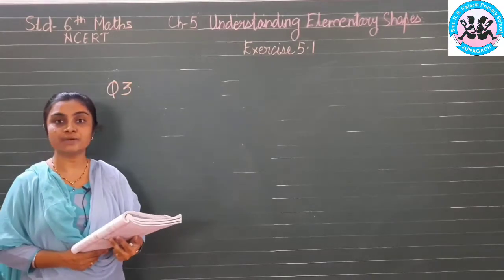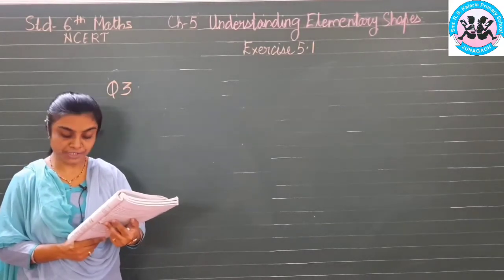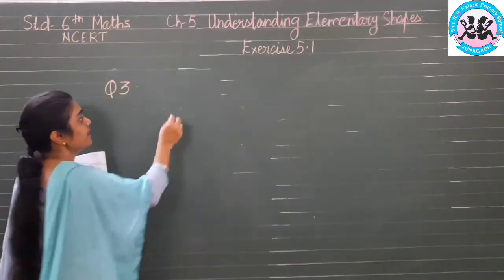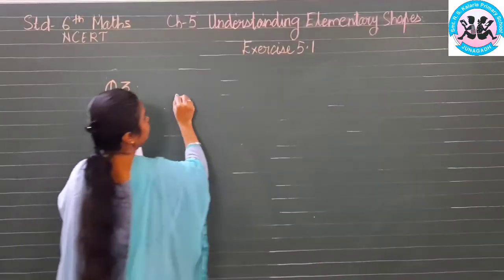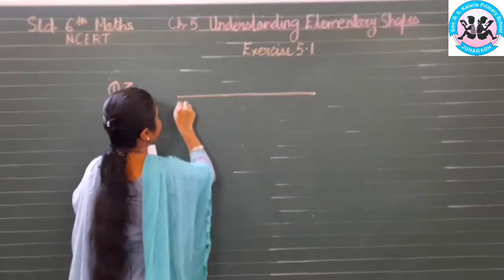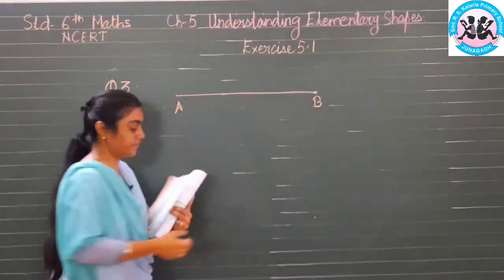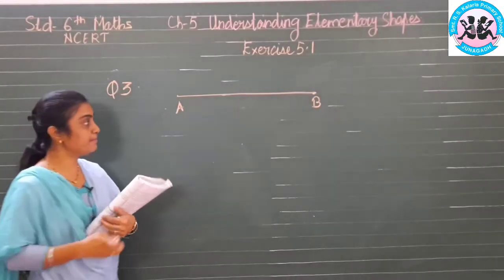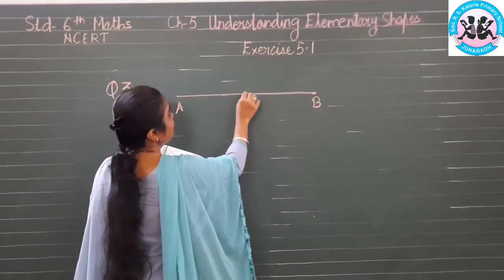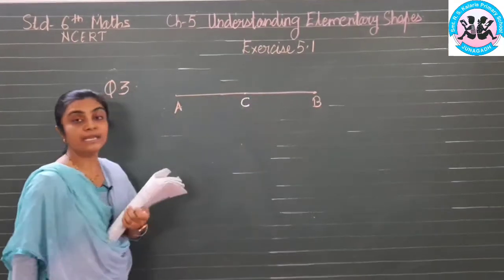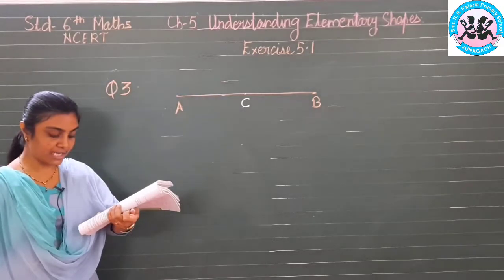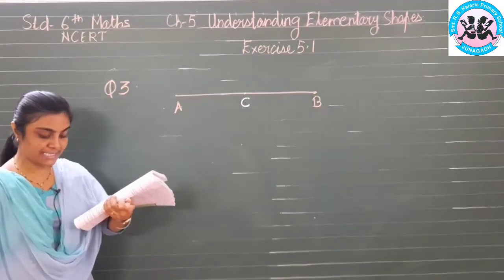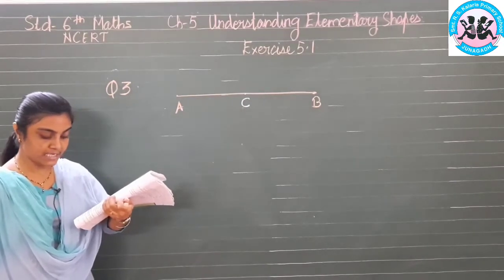Now let us see question number 3. We will read the question and solve it one by one. Draw any line segment, say AB. So I am drawing a line segment AB. Take any point C lying in between A and B. Measure the length of AB, BC and AC. Is AB equal to AC plus CB?